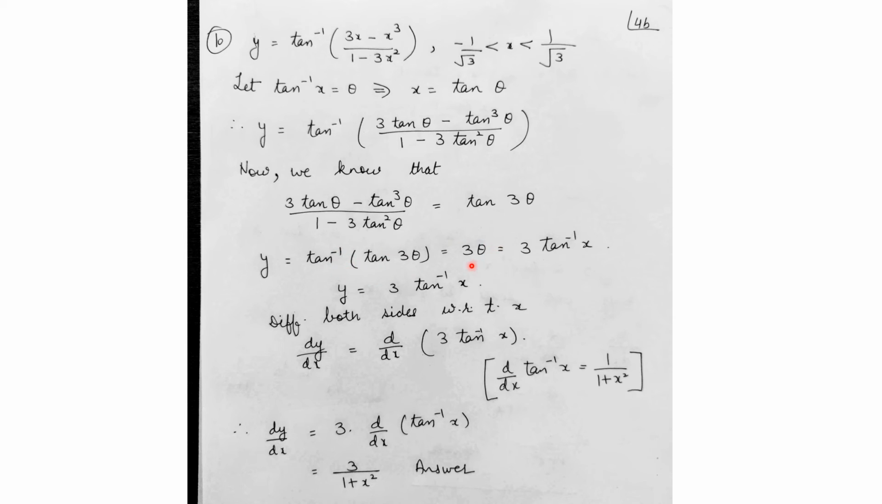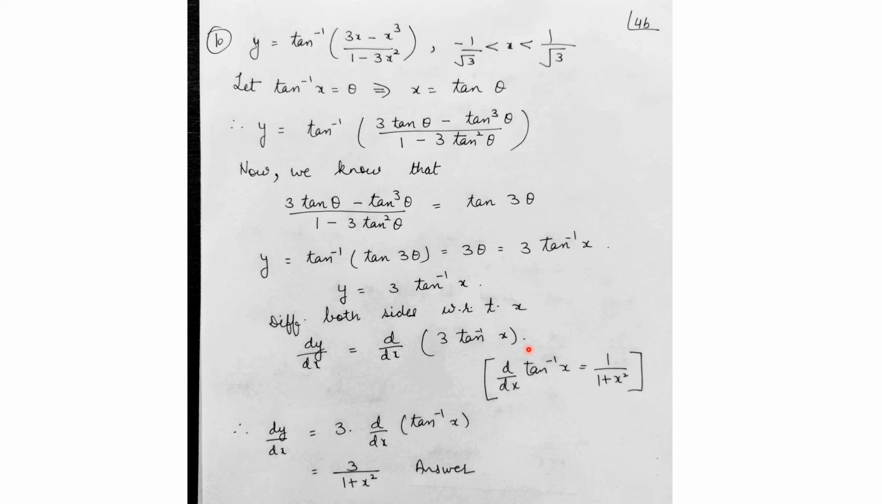I will be left with y is equal to 3 theta. Now please substitute the value of theta which was originally taken as tan inverse x. So I get y is equal to 3 tan inverse x. Getting this equation, now we will be differentiating both sides with respect to x. dy by dx is equal to d by dx of 3 tan inverse x.